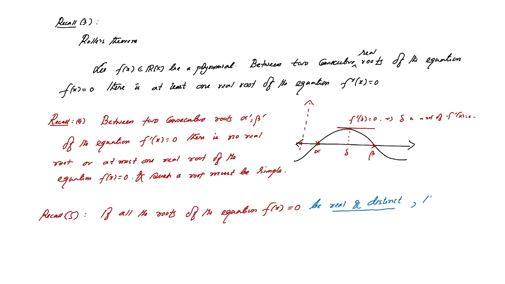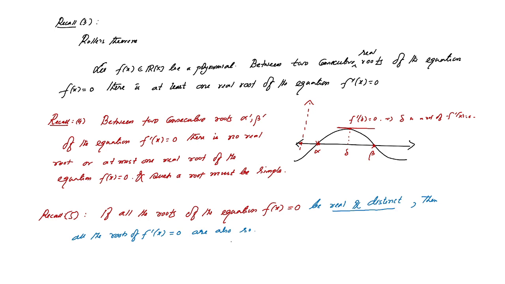Then all the roots of f dash x equals 0 are also so. That means if the roots of f(x) equals 0 are real and distinct, that means simple roots, then the roots of f dash x equals 0 are also real and distinct, with the help of the previous corollary and Rolle's theorem.